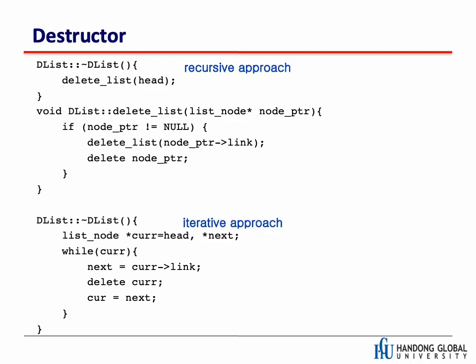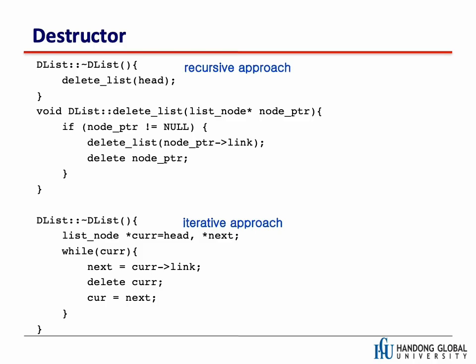But in these implementations, I used two different approaches: recursive approach and iterative approach. In the recursive approach, if the node PTR is not null, then we call the delete list function passing node PTR link. So as long as node PTR is not null, we call delete list with the next node and the next node and the next node. And then if this node is the last node, then we will actually deallocate that node PTR. And then we deallocate and deallocate. So basically we deallocate the nodes from the last one to the first one.